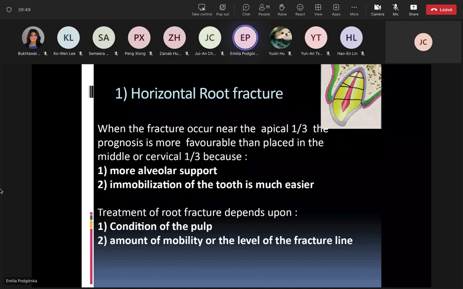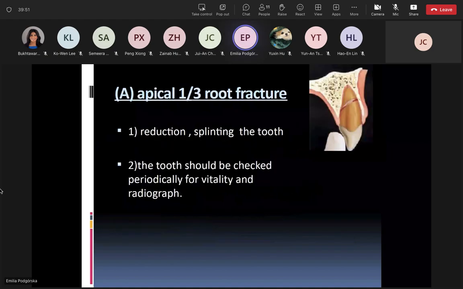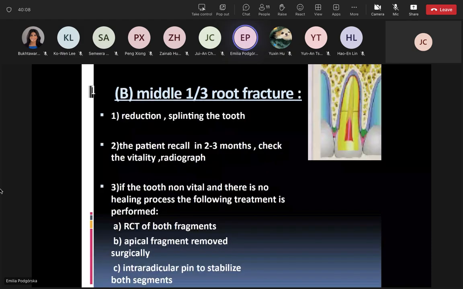Apical one third root fracture: reduction, cleansing the tooth, and the tooth should be checked periodically for vitality and fracture. Middle one third root fracture: reduction, cleansing the tooth. The patient is reviewed in two months to check vitality and fracture.